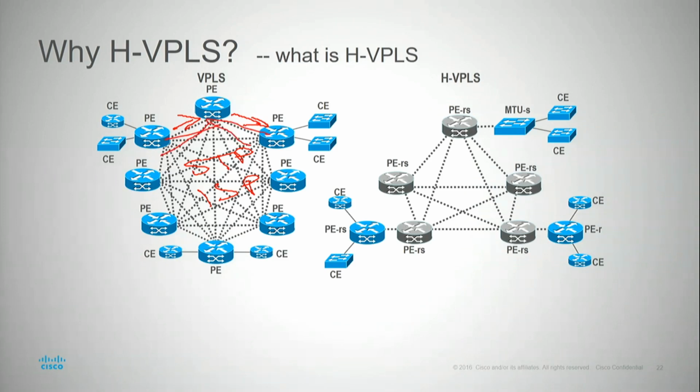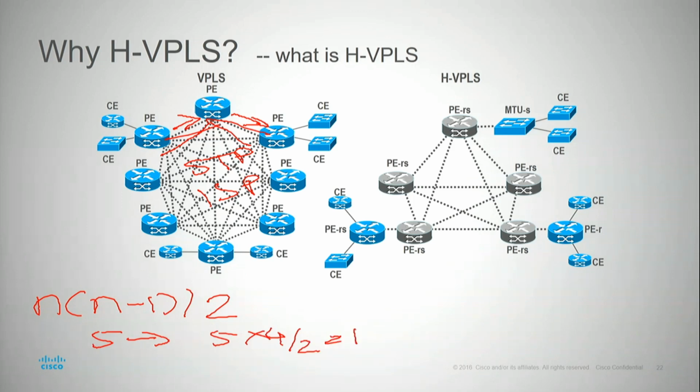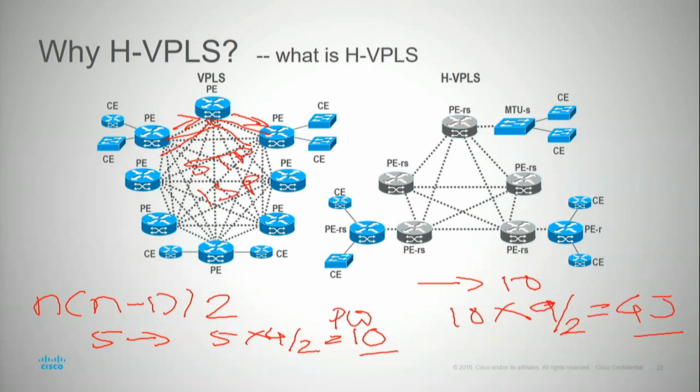If PE devices grow, it becomes very difficult to configure and manage all these devices, and it may become a scalability issue. If we configure each VPLS device, n into n minus 1 divided by 2 pseudo wires will form. Suppose we have 5 VPLS devices, so 5 into 4 divided by 2 is equal to 10 pseudo wires. But if we increase from 5 to 10, it becomes 10 multiplied by 9 divided by 2, which is equal to 45. So you can see the drastic increase in the number of pseudo wires.